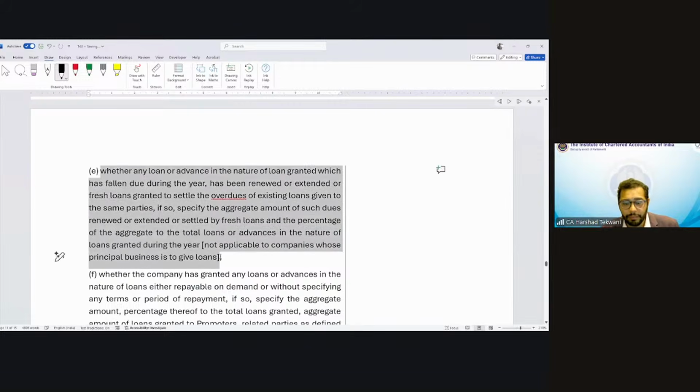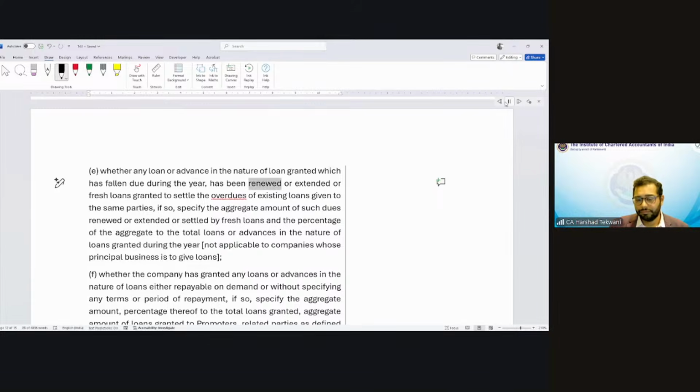Very interesting point, this one. Whether any loan or advance in the nature of loan granted which has fallen due during the year has been renewed or extended, or fresh loans granted to settle the overdues of existing loans given to the same parties. If so, specify the aggregate amount of such dues renewed or extended or settled by fresh loans and the percentage of the aggregate to the total loans or advances in the nature of loans granted during the year. Not applicable to companies whose principal business is to give loans. Can anyone tell me what it means?